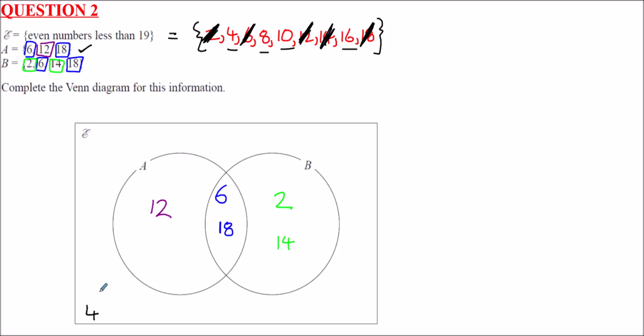So we can just write down here in any order, 4, 8, 10, if you want to put one up here you can do, and 16. And that's the Venn diagram question completed.